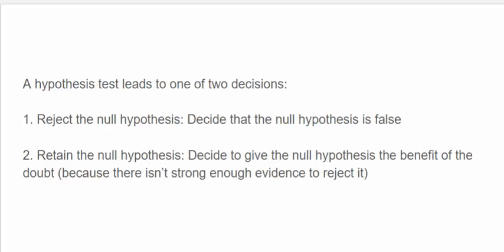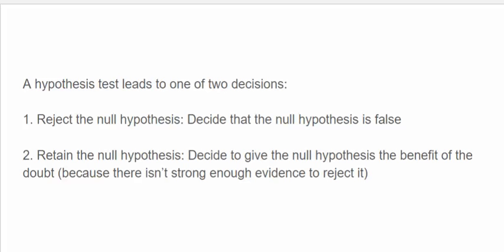And if you retain the null hypothesis, you're deciding to give the null hypothesis the benefit of the doubt because there isn't enough evidence to reject it. So if you retain the null hypothesis, you're basically saying, my data isn't showing strong enough evidence for anything, so I'm just going to assume that nothing is going on other than just random chance. So like I said, when you do a hypothesis test, you calculate a statistic with a formula, and the statistic that you calculate leads you to one decision or the other.